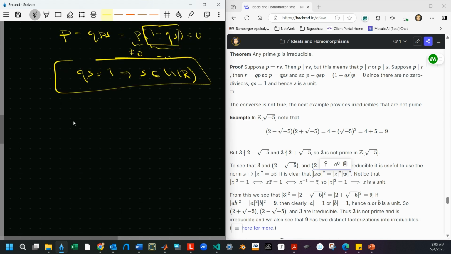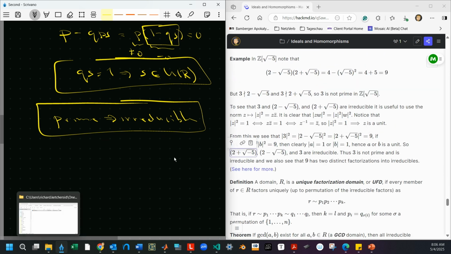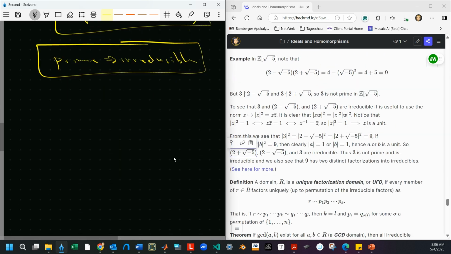So this is nice, right? So in general, the notion of prime implies irreducible. Now, wouldn't it be nice if it went the other way? Maybe it'd be nice. Maybe it wouldn't be nice, because then things wouldn't be so interesting, okay? But it doesn't go the other way. And so let's go through this argument, because it's nice to have this example.